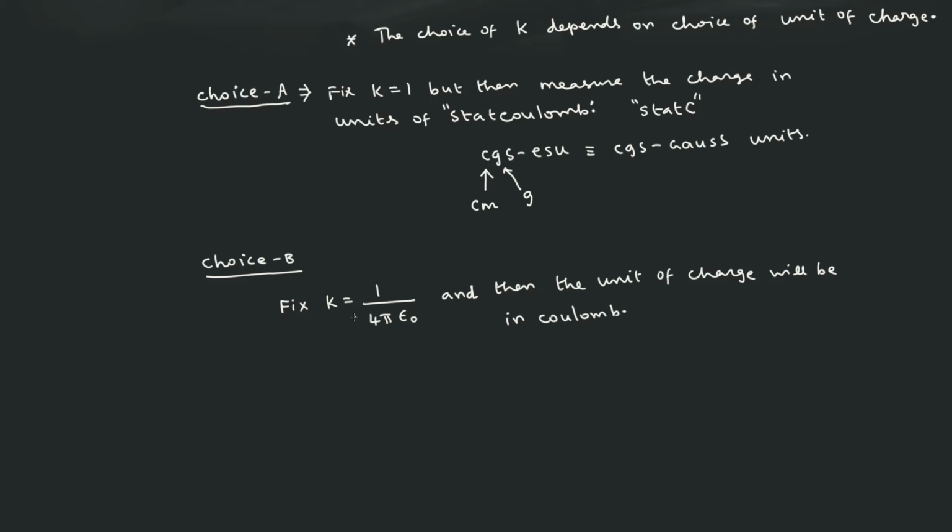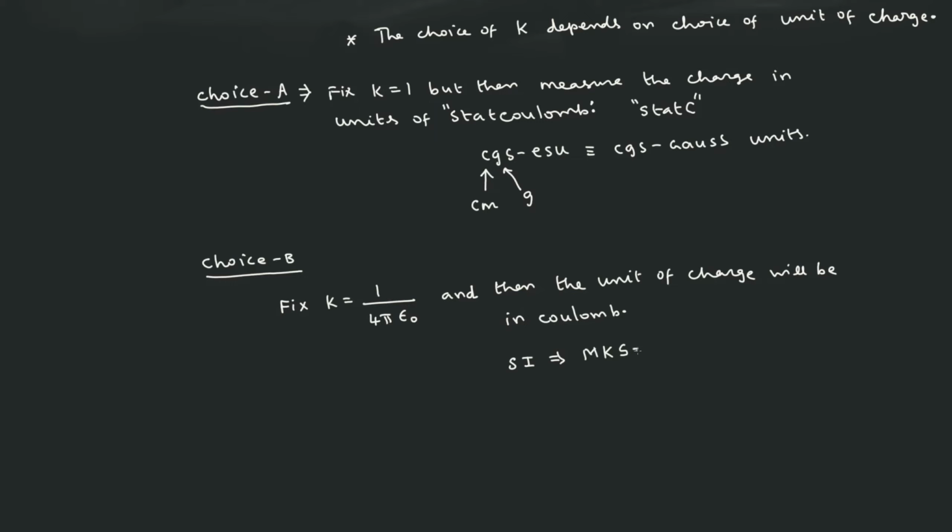And you can see that when you are fixing k equal to 1 over 4 pi epsilon 0, the unit of the charge will be in coulombs, not in stat coulomb. That is the difference here. This is what is known as the SI system. What do you mean by the SI system? You have the standard MKS, which is meter, kilogram and second, but this is not sufficient. Remember what do you mean by that?